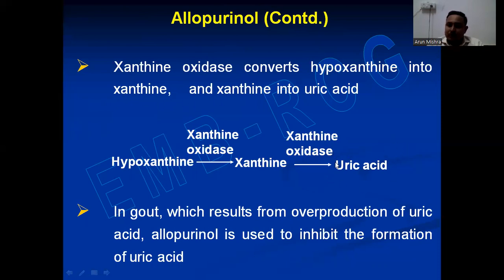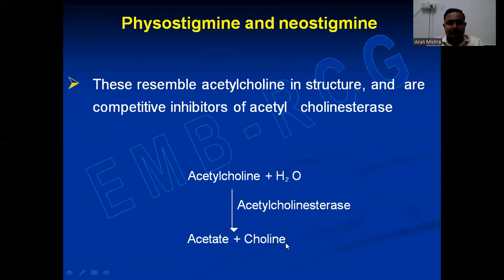So in gout, we know that there is collection of uric acid because the production of uric acid is too much. So by using allopurinol, what we are doing is that we are blocking xanthine oxidase enzyme, and thus we are blocking the production of uric acid. When uric acid is formed, it forms crystals and gets deposited in the joints and leads to excruciating joint pains. In gout, which results from overproduction of uric acid, allopurinol is used to inhibit the formation of uric acid.